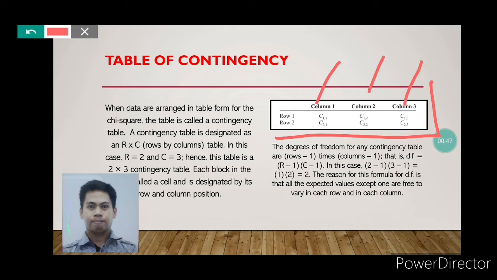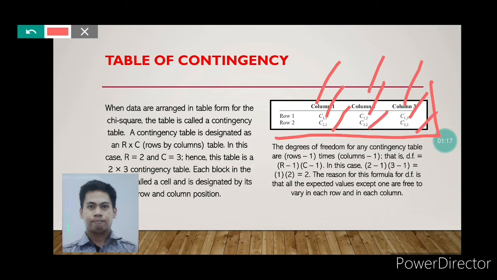Each block in the table is called a cell and is designated by its row and column position. Therefore, in this table of contingency, there are 6 blocks or 6 cells. These are C sub 1,1, C sub 1,2, C sub 1,3, C sub 2,1, C sub 2,2, and C sub 2,3.